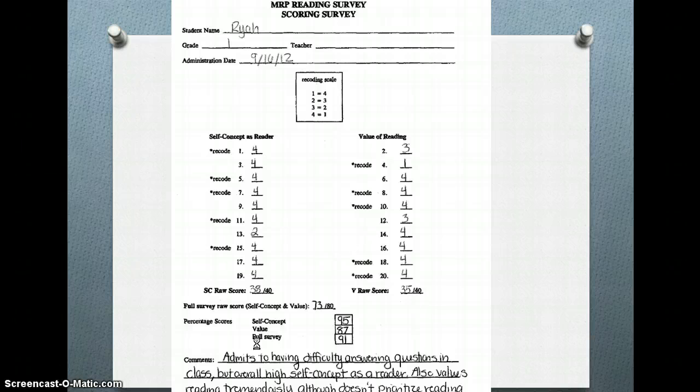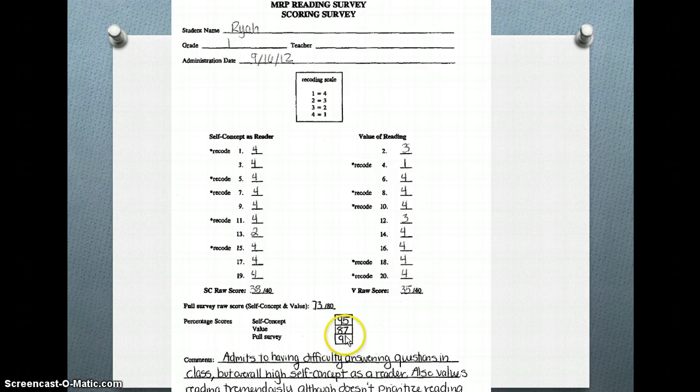So right away you can see that this student does have strong confidence. When you score it, you're pretty much just going to go through, and the most positive answer gets a 4, and then the least positive answer would get a 1, and then the questions alternate between self-concept as a reader and value of reading. So all of the odds have to do with self-concept, and then the evens have to do with the value of reading. So right away I can see this student 38 out of 40 for self-concept, so that's definitely a strength there. And then value of reading is a little less, but still high.